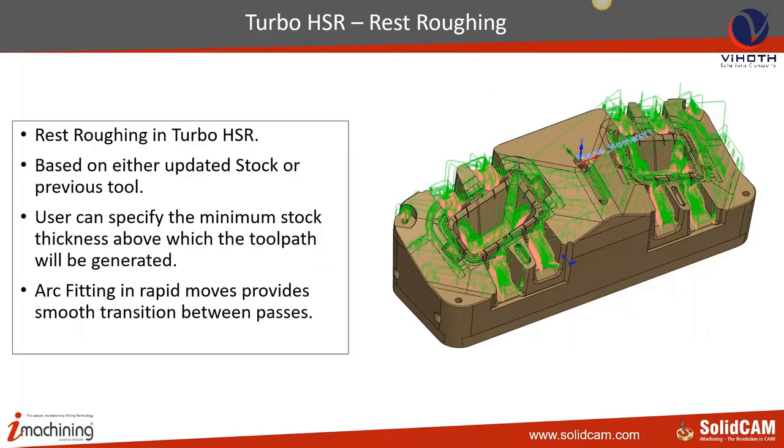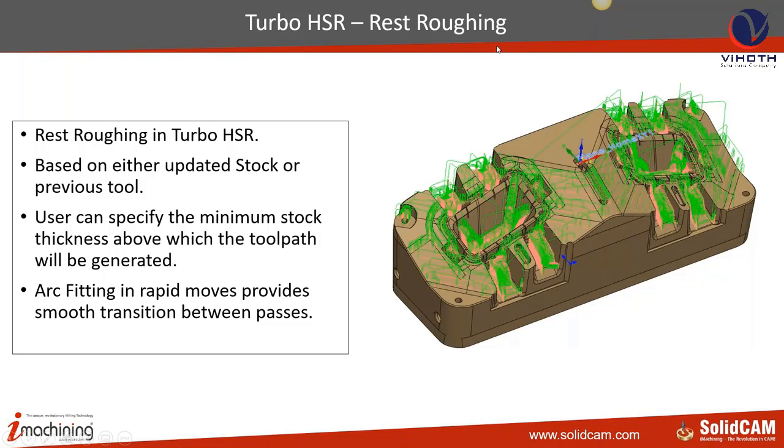Rest roughing in Turbo HSR is based on two technologies. It's either on the updated stock or the previous tool, and it could also be a combination of previous stock and previous tool. So it will find the best possible areas to tackle and generate the toolpath only in that area. The retracts can be kept to an absolute minimum. In fact, in some of the parts we have seen, we have kept the retracts to 0, so that the tool doesn't lift at all once it engages into the material until it finds another region. Then it will retract and go to the second region.